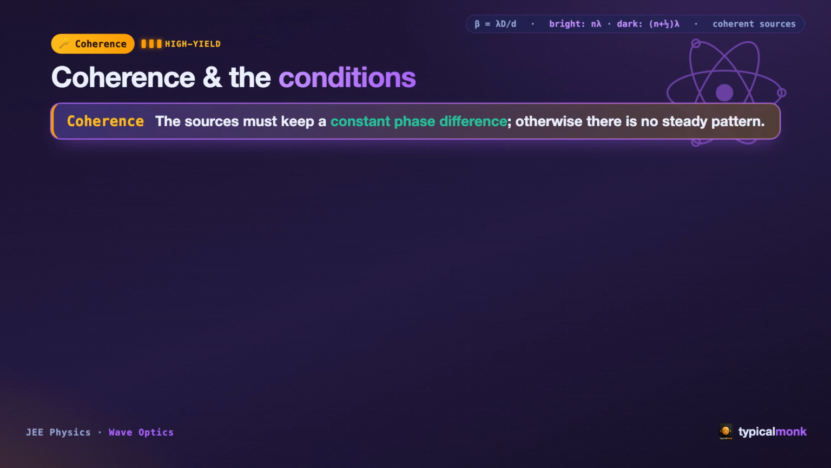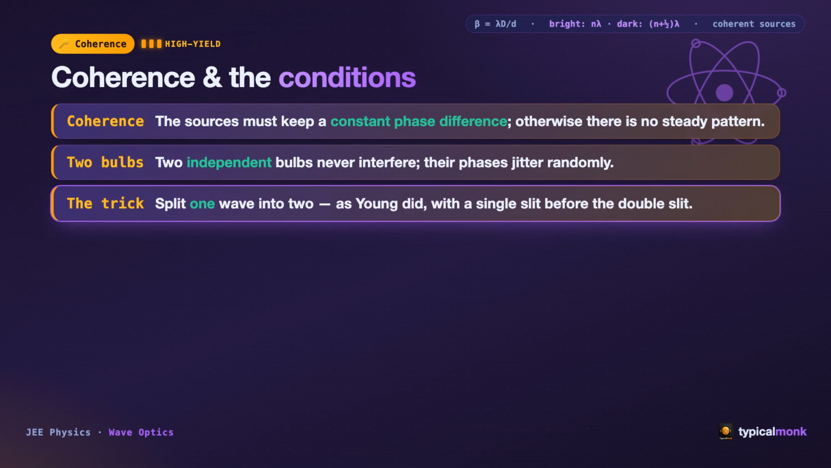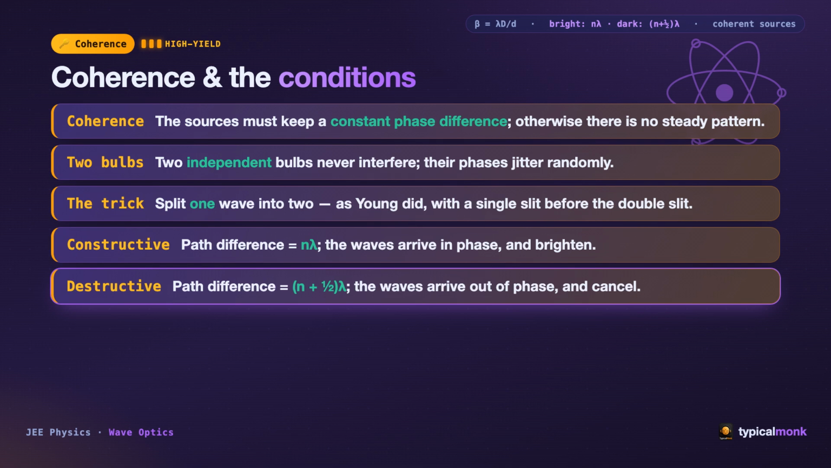Now, the requirement that makes it all possible. Coherence. The two sources must keep a constant phase difference, otherwise there is no steady pattern at all. Two independent bulbs never interfere; their phases jitter randomly, millions of times a second. The trick: you must split one wave into two, as Young did, using a single slit before the double slit. Constructive: when the path difference is n lambda, the waves arrive in phase and brighten. Destructive: when the path difference is n plus a half times lambda, the waves arrive out of phase and cancel.